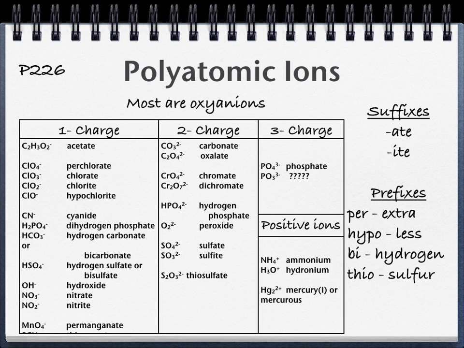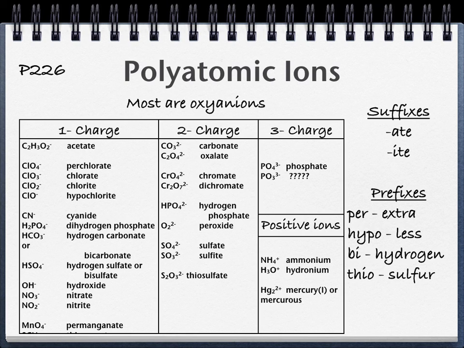Now, let's go over and look at, under the 2- charge column, let's look at sulfate and sulfite. What are we noticing about this name and a relationship with the number of oxygens? Hopefully you've noticed that the ending with ATE has more oxygen atoms than a name with the ending of ITE.